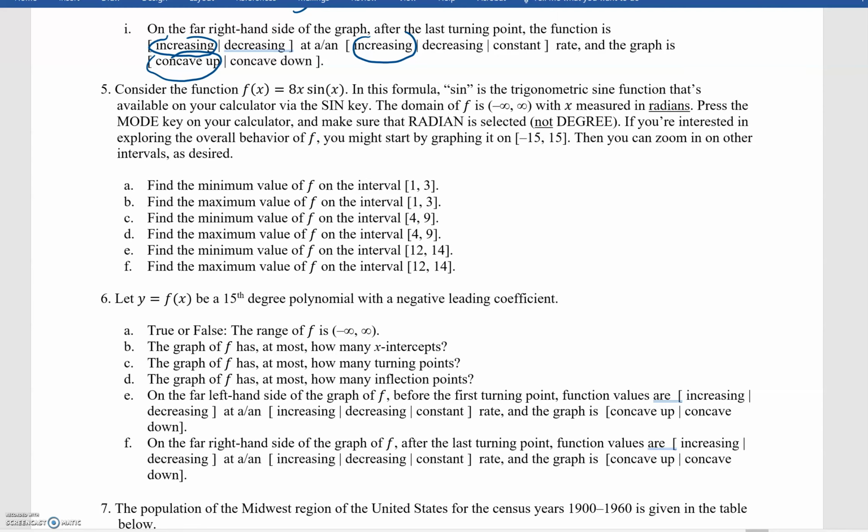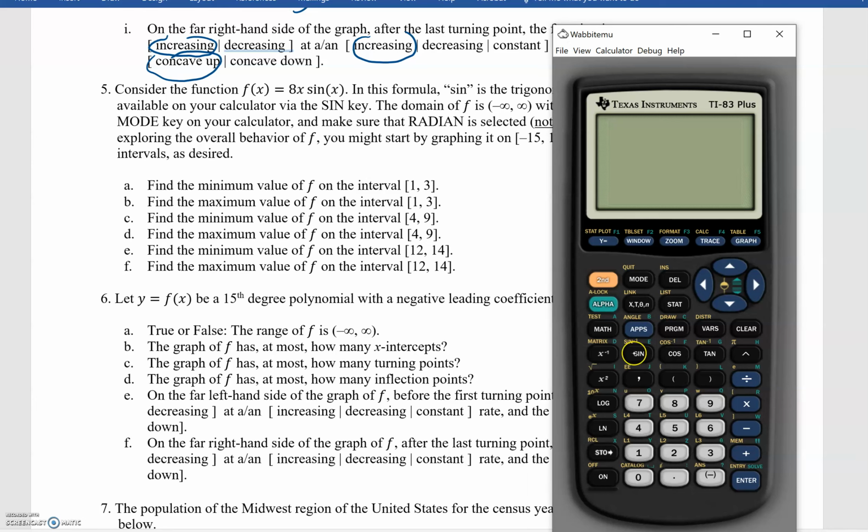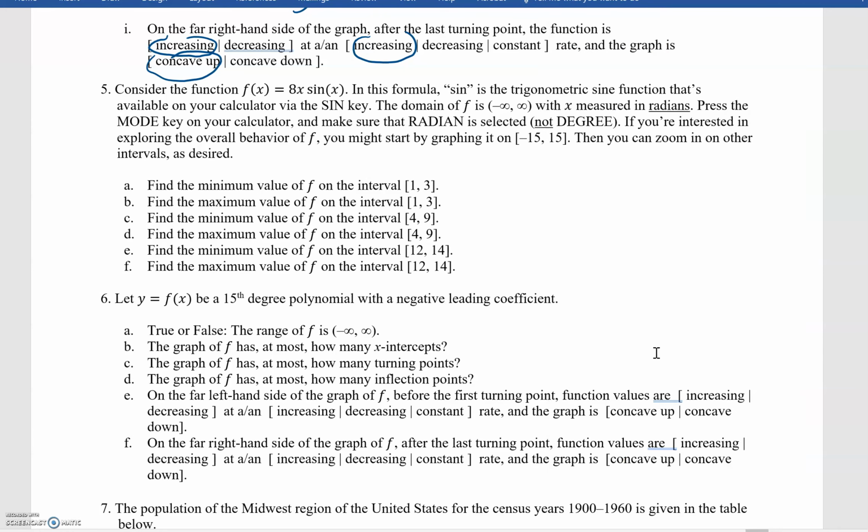In this formula, sin is pronounced sine, and that's the trigonometric sine function that's available on your calculator via the sin key. I'll show you right here. Okay, so that's a function. The domain of this function is all real numbers with x measured in radians. I know we don't know anything about this right now, but that's just the unit of measure.